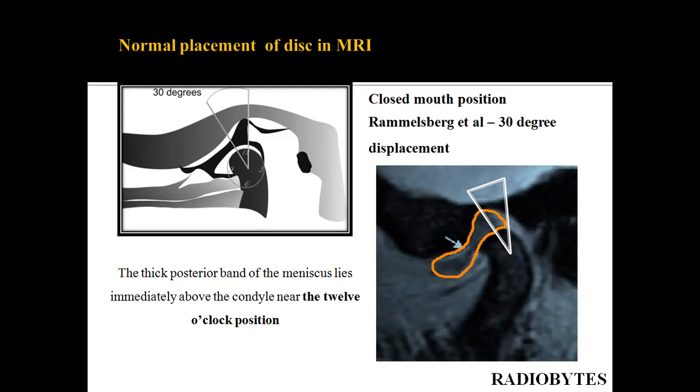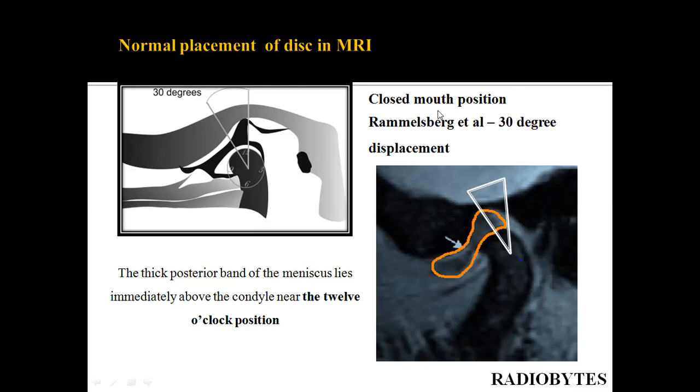If you have advised an MRI for a patient for some other reason, and that patient is showing a variation, that is, the posterior band of the articular disc is not present in the 12 o'clock position, and say for example it is present at 11 o'clock or somewhere between 11 and 12 o'clock, but the patient is not exhibiting any symptoms, then also it is considered to be normal.